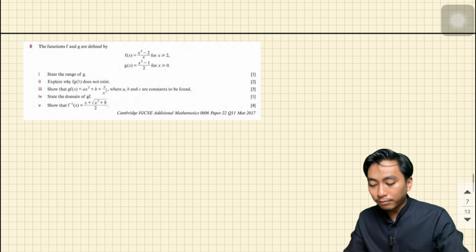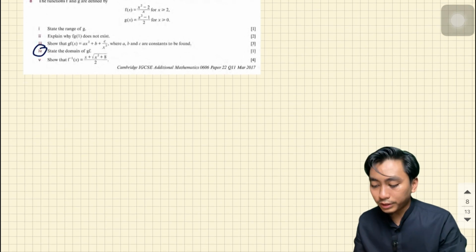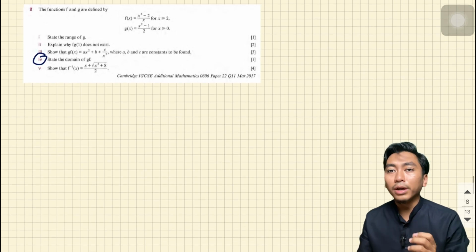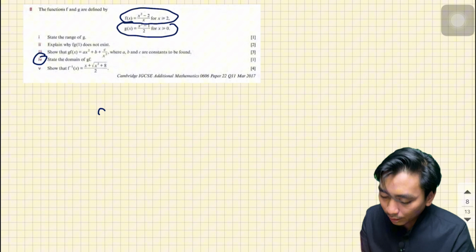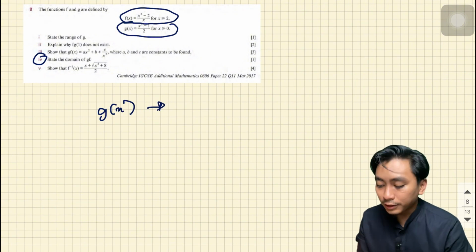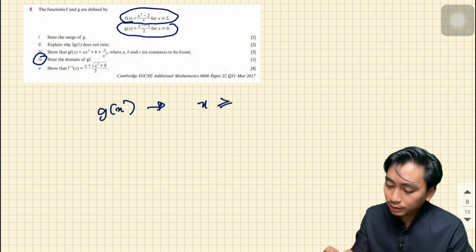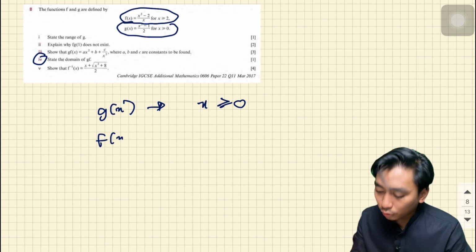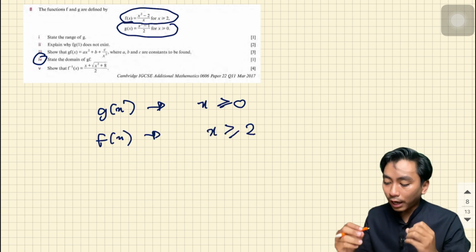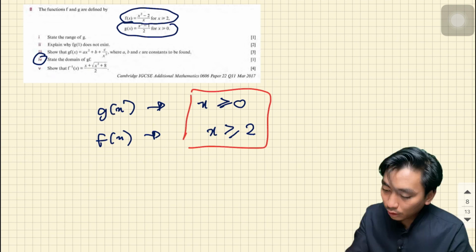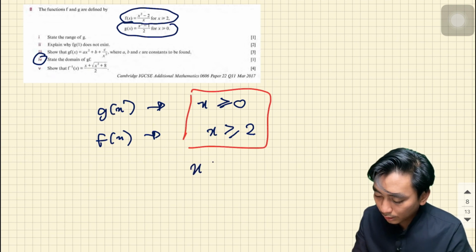Okay, let's look at number 4. State the domain of gf. Okay, domain. Remember, domain is x. So from this question, you get this domain, which for g(x) is x bigger or equal than 0, and for f(x), x bigger or equal than 2. So from this, we have to combine it and look at what it will be. It will be x more than 2.